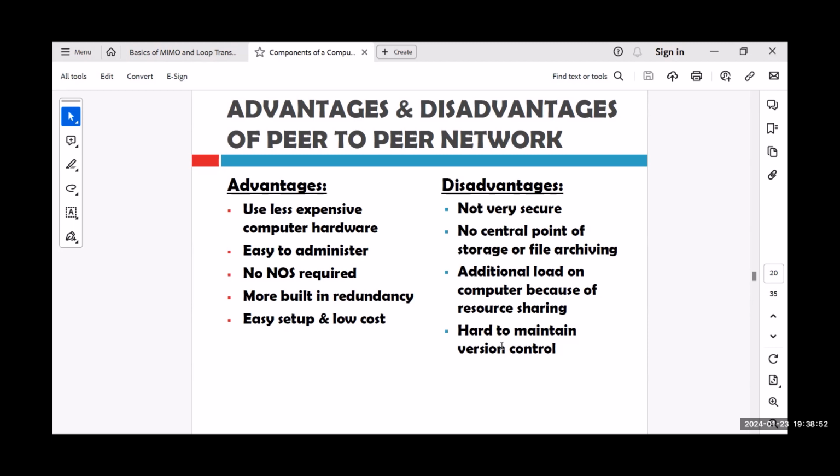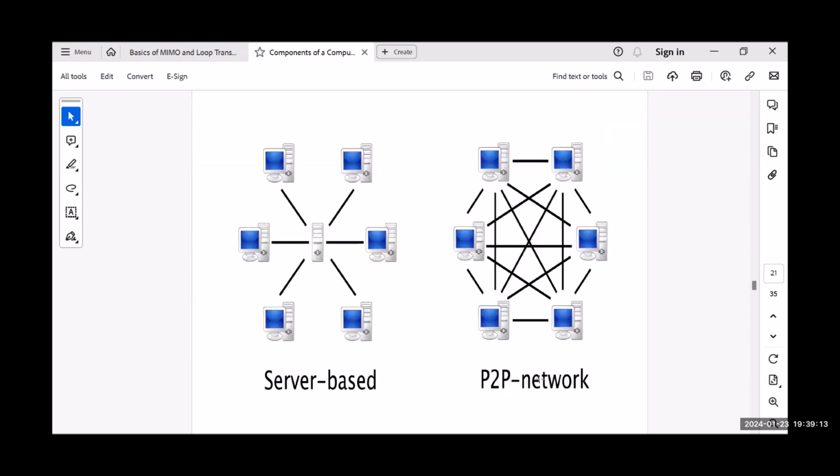It is hard to maintain version control, right? Since every system is different, it's quite possible that specifications of different computers would be different. So it's hard to maintain the version control within the network.